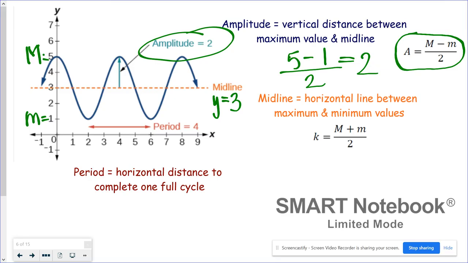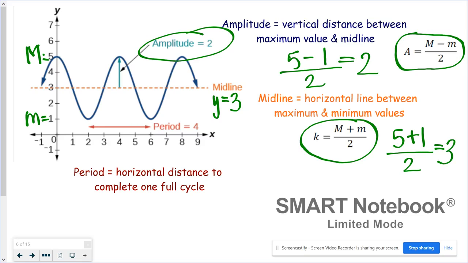The midline is the horizontal line between maximum and minimum values. Once again, if you're struggling with seeing where the midline is, you can calculate it, and this is the formula for calculating: max plus min divided by 2. So I can go 5 plus 1 divided by 2. 5 plus 1 is 6, divided by 2 is 3, and that is my midline.